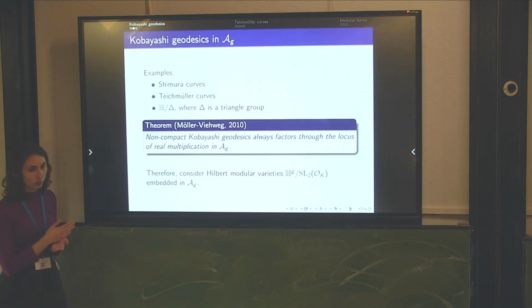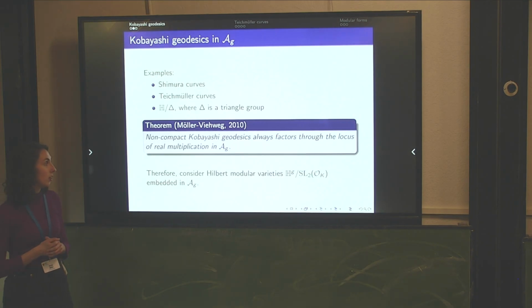And now we can just start from the beginning and ask, okay, what is the g equals 1 case? Well, this is then precisely the modular curve, so this is not really interesting. What about g equals 2? Then which number fields have a Kobayashi geodesic? And the first answer would be all of them.